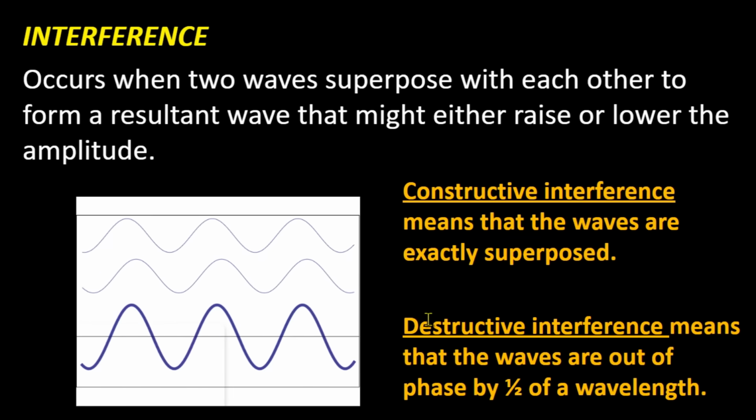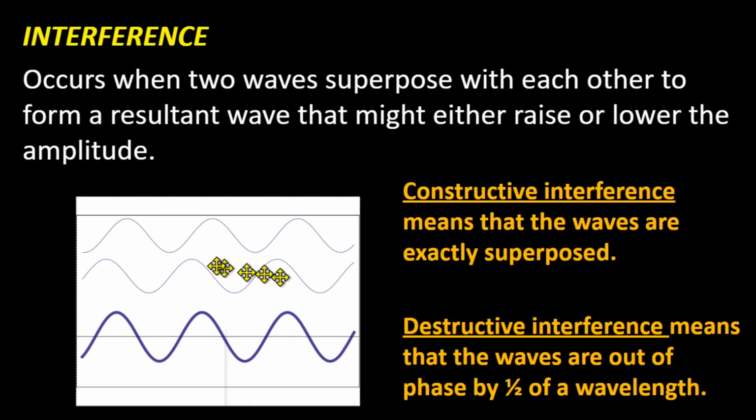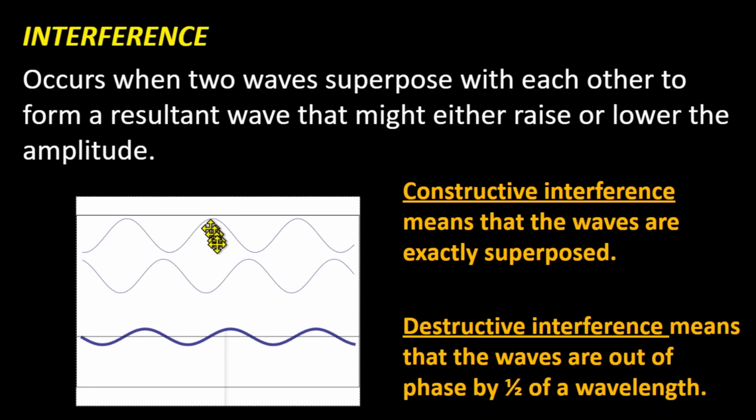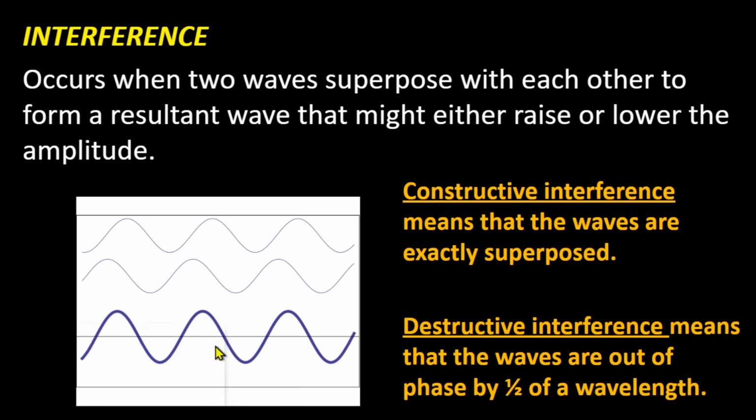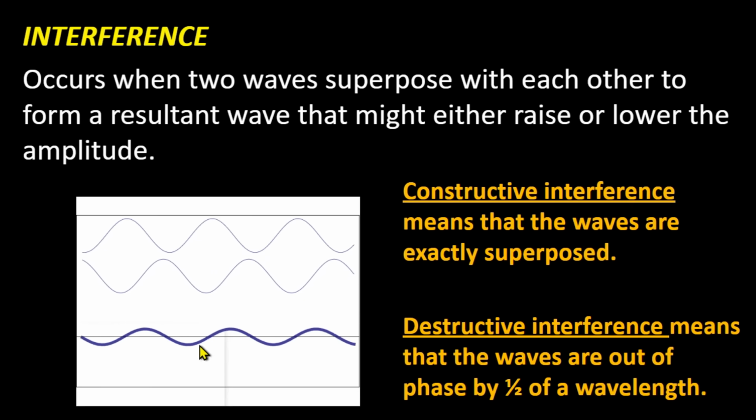Destructive interference means that the waves are out of phase by half of a wavelength. Basically, when a crest of one of the waves lines up with the trough of the other, you'll see that there's no wave at the point where there's destructive interference. It's as if the waves are cancelling each other out.